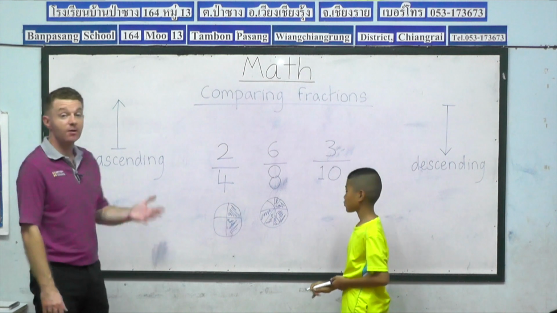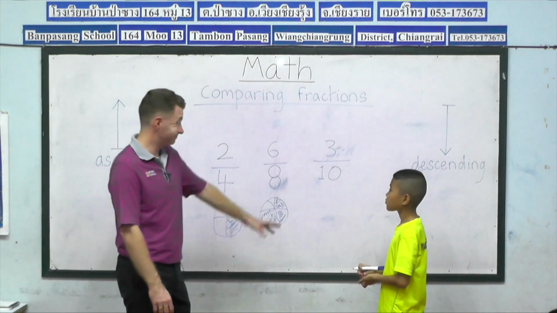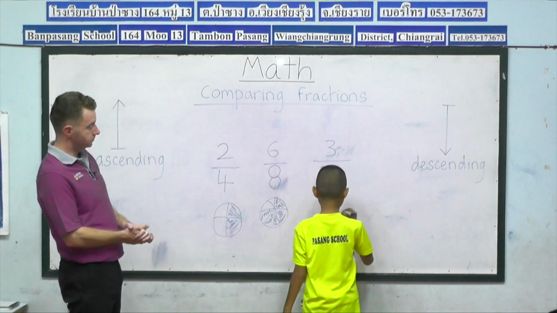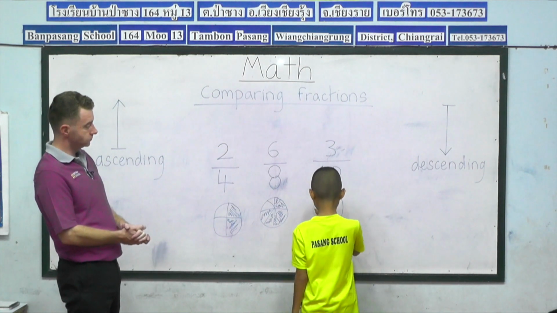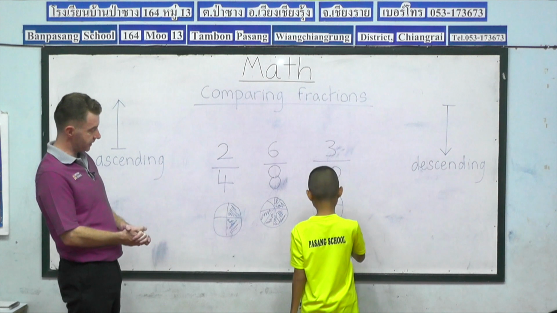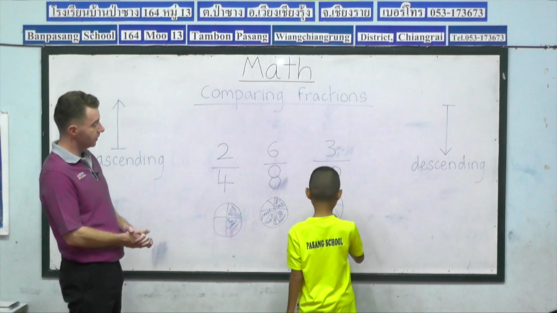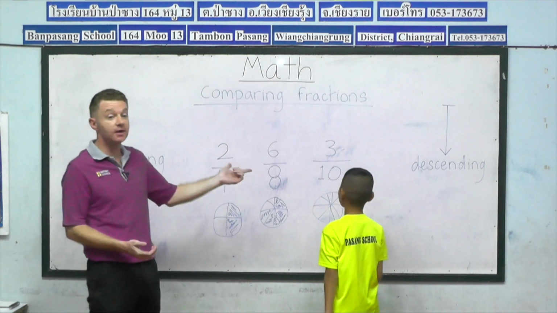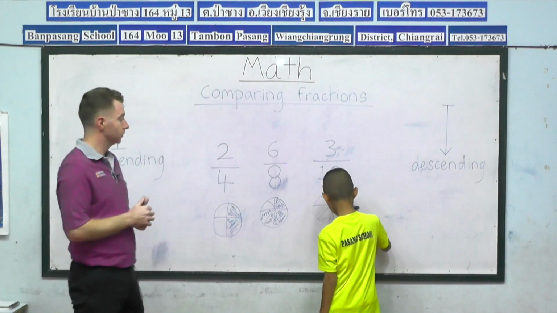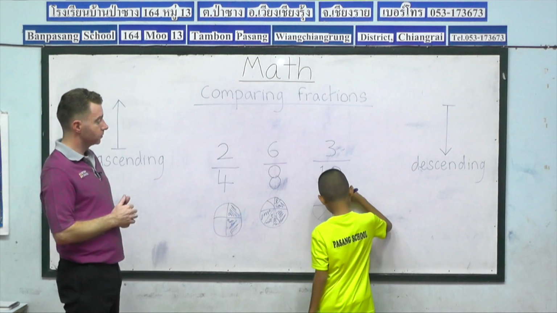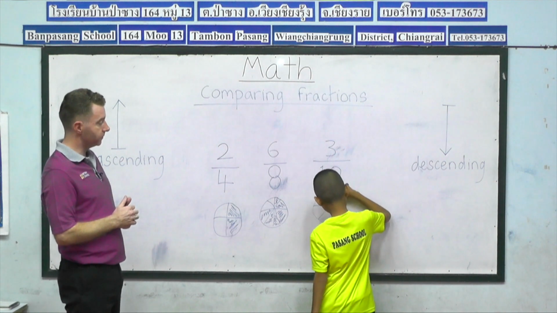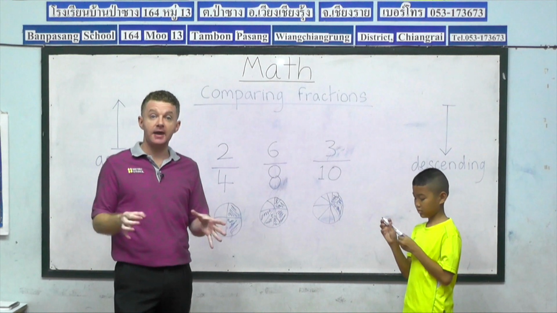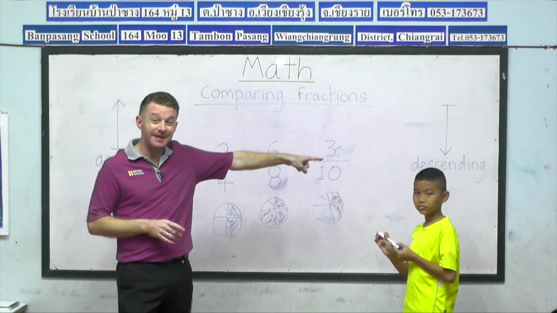Excellent. And then our third and final circle, how many parts? 10. Okay. 4, 6, 8. And then one more line for 10. Perfect. And how many parts of this circle coloured? 3. Okay. 2, 3. Excellent, Pangpon. So now we're ready to compare and sort them into descending order.